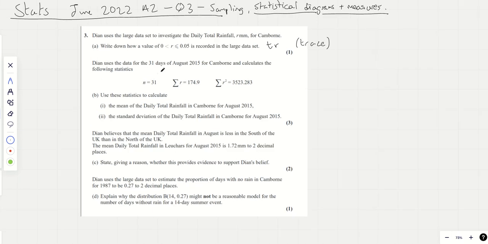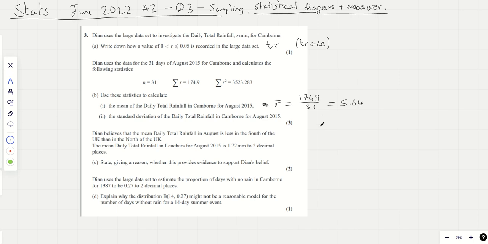Okay, Deanne uses the data for 31 days of August for Camborne and calculates the following statistics, to calculate the mean and the standard deviation. Okay, let's do it. Right, well, we've got the mean, let's say R bar. That's going to be 174.9 divided by 31, and that gives us 5.64.